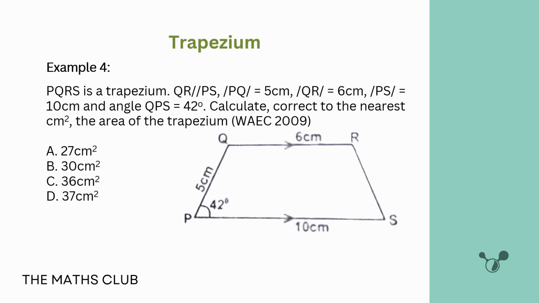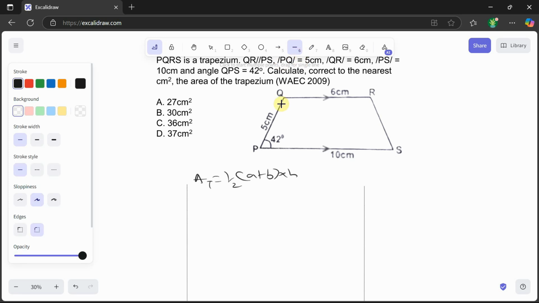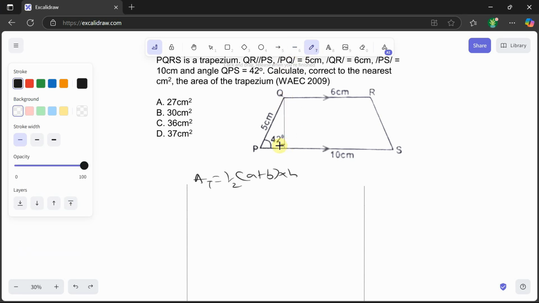Welcome back. Let's get it together. So the area of a trapezium is half (a plus b) multiplying h. We're given a, we're given b, but we're not given h. But we're given this small representation. So if I draw a perpendicular line here, this will be 90 degrees. For this small right angle triangle, what do we know? The angle here is 42 degrees. The hypotenuse here is 5.